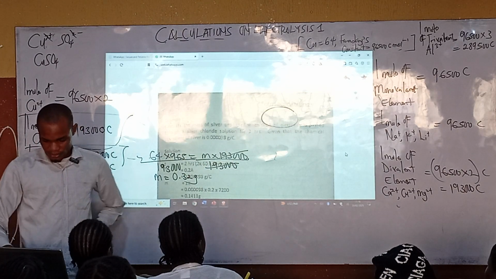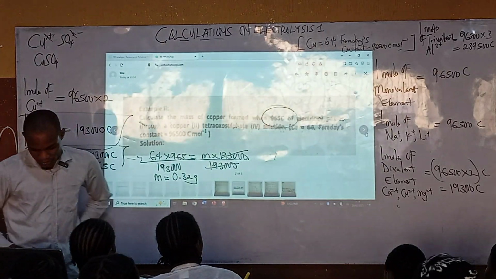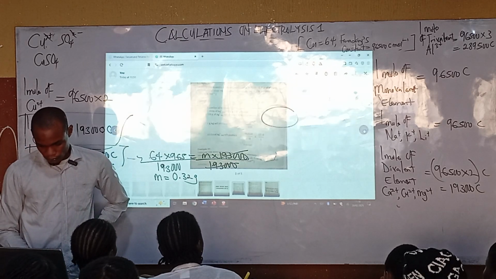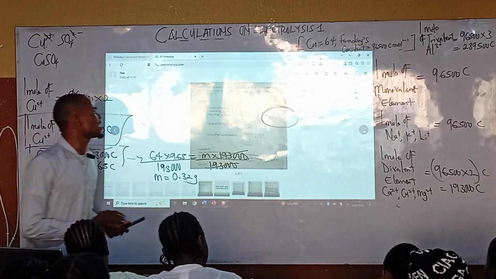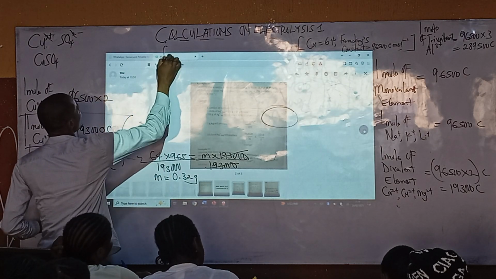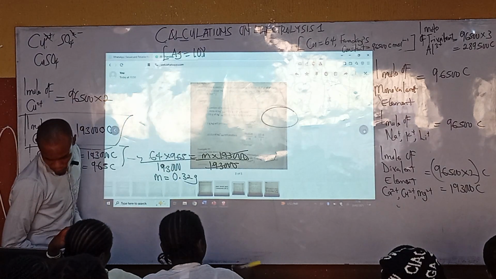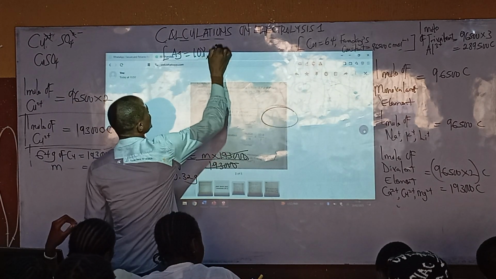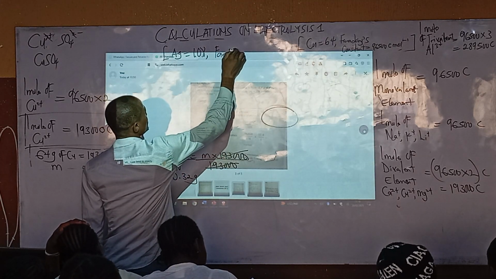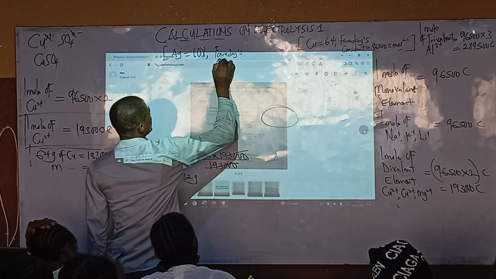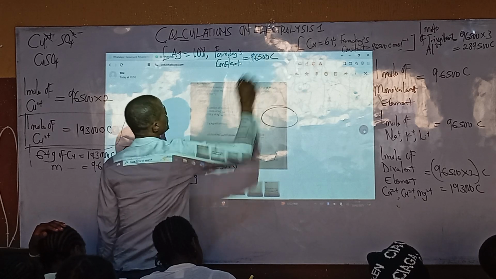By the electrolysis of what? Silver nitrate solution. Full stop. Open bracket now. Silver equals 108. Faraday's constant, sometimes that will not be given. Faraday's constant is 96,500 coulomb.